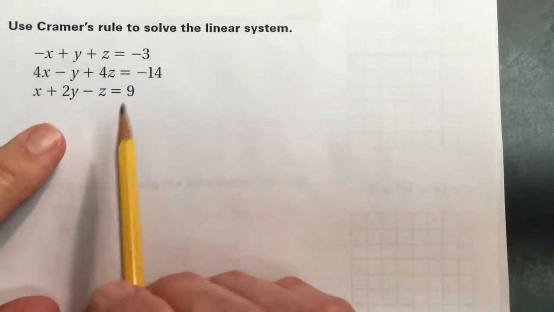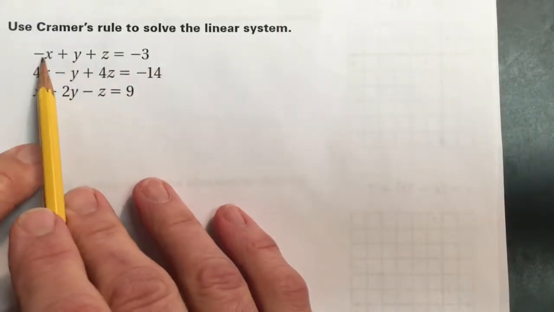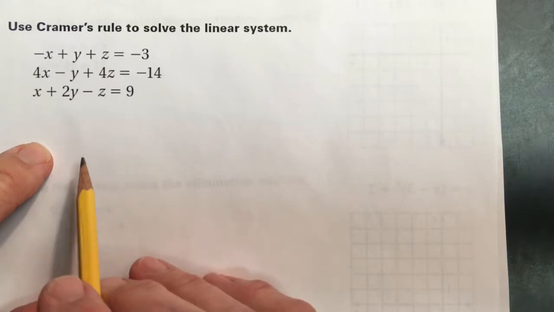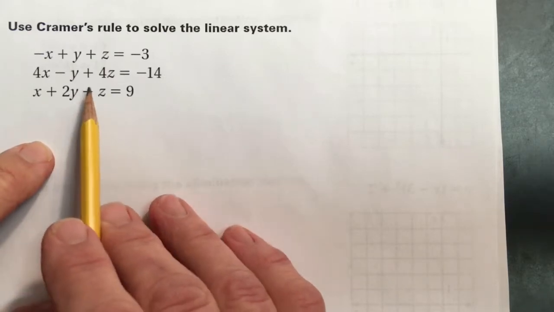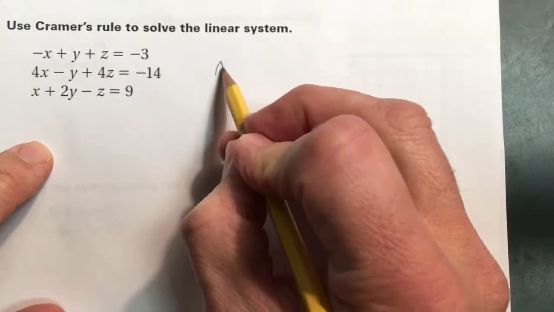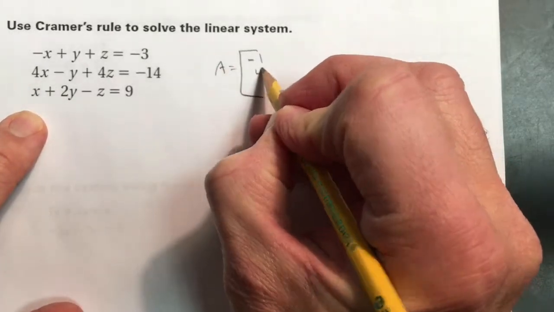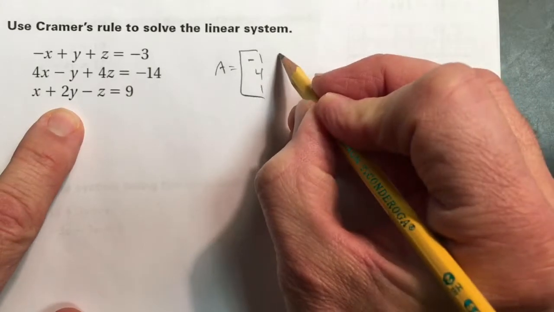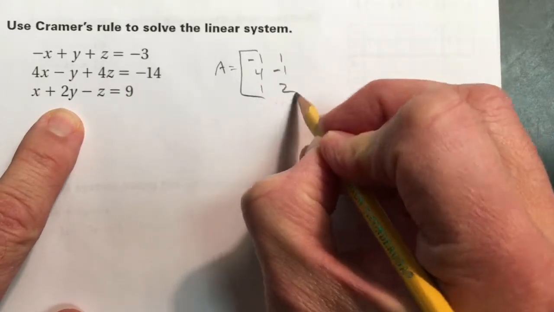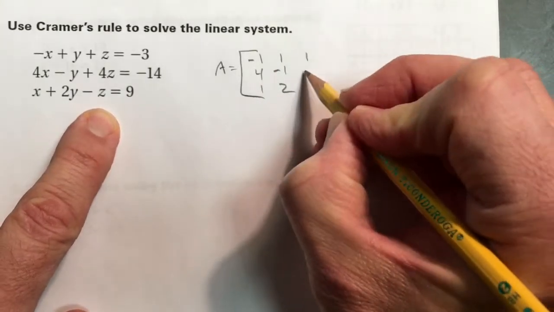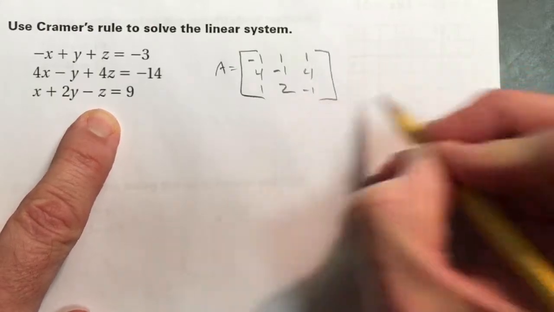Cramer's rule, using determinants to find the values of three variables. We must first find the A matrix, which is just taking the coefficients. So -1, 4, and 1. Then the y's, 1, -1, 2. The z's, 1, 4, -1.